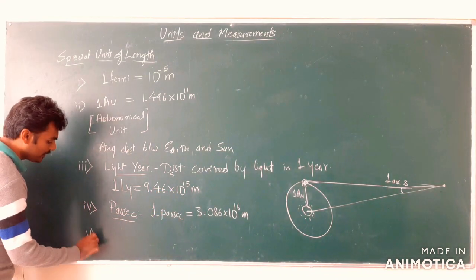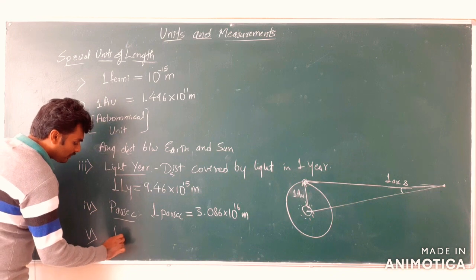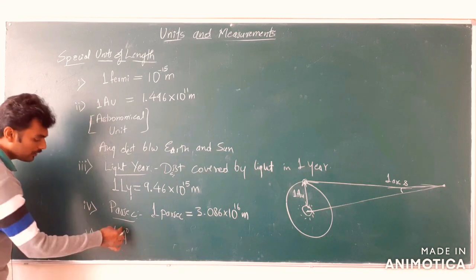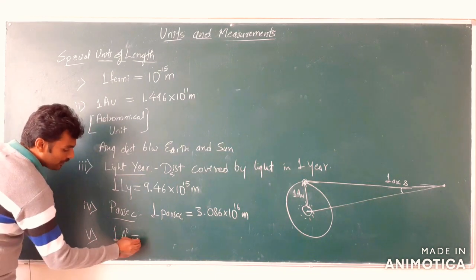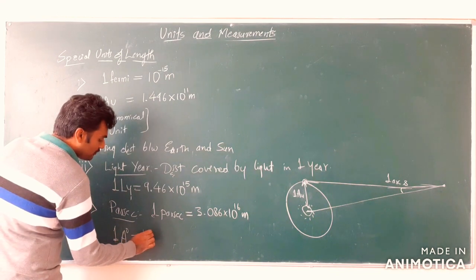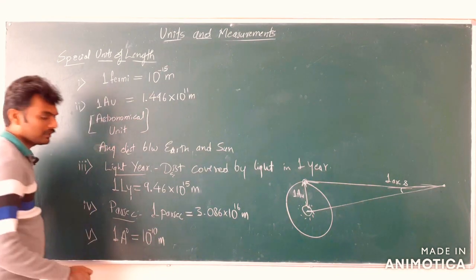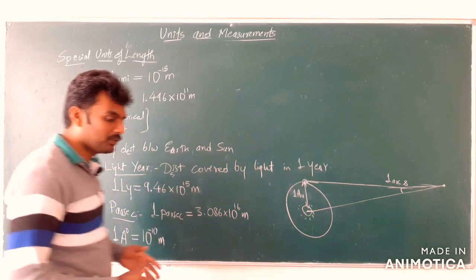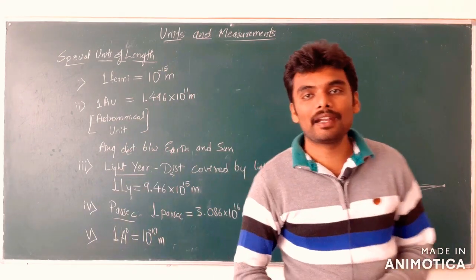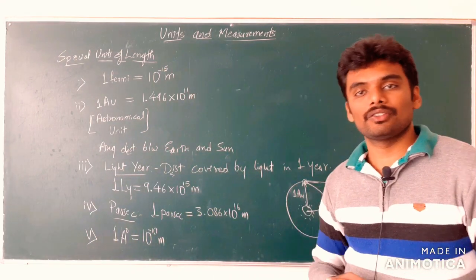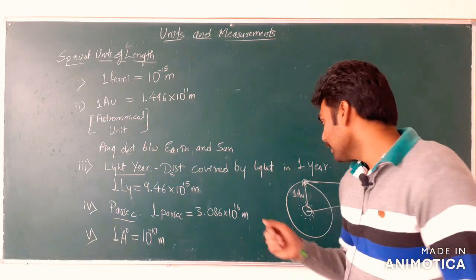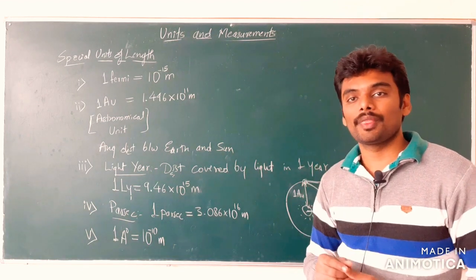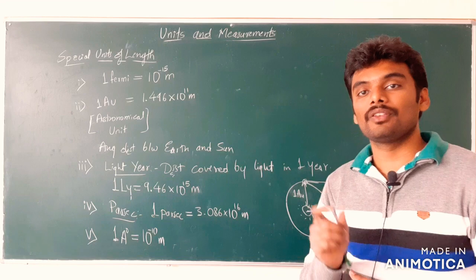And the last special unit for length is 1 angstrom. 1 angstrom is equal to 10 to the power of minus 10 meter. This angstrom is generally used to express the size of atoms, molecules, and the wavelengths of light. And Fermi is used to express the length or size of nucleus, different nuclei.